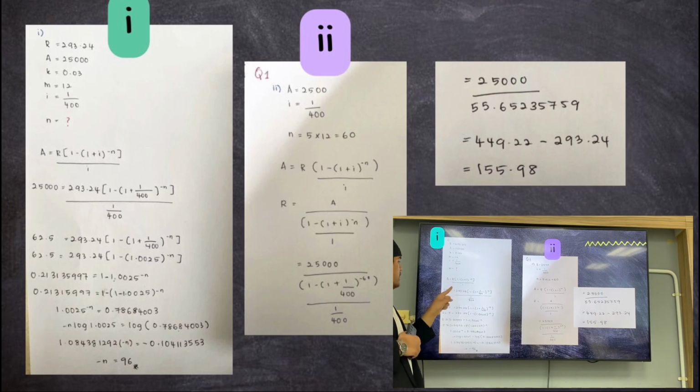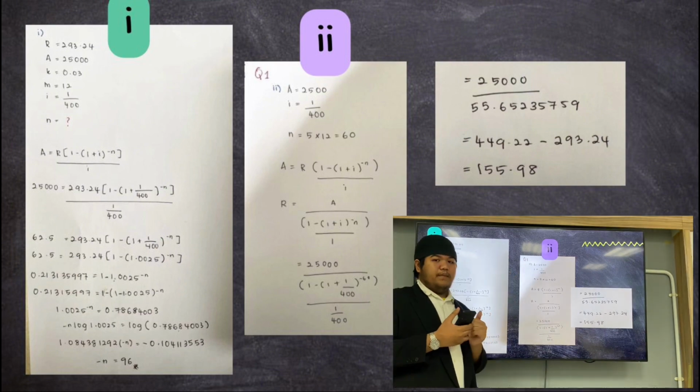So from the formula, we insert the number that we have list out from the question. So how we get 62.5? We multiply 1 over 400 with 25000 and we calculate the equation just like usually. So to remove the negative power of n, we need to add log to both sides, so that we can remove the power of n, negative n. So the final answer for n is 96.